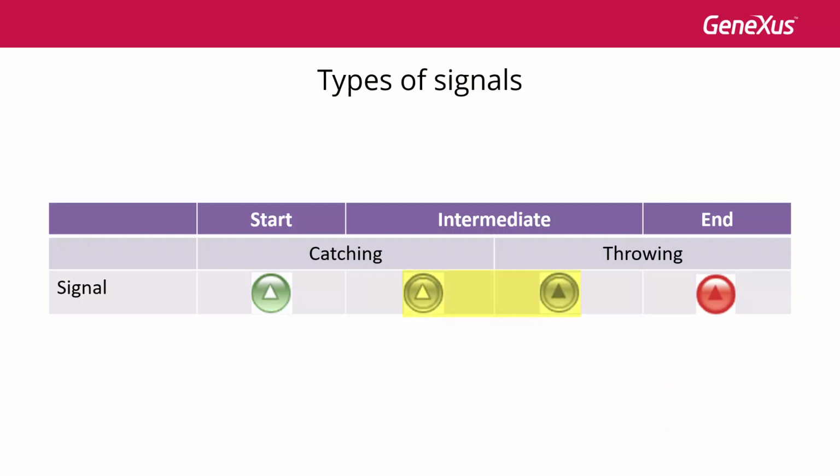A signal event of intermediate type can be of throw or catch type, depending on the value of the isThrow property, true or false respectively, and it can be placed in any part of the process, usually between activities. Let's see some of these symbols in action.